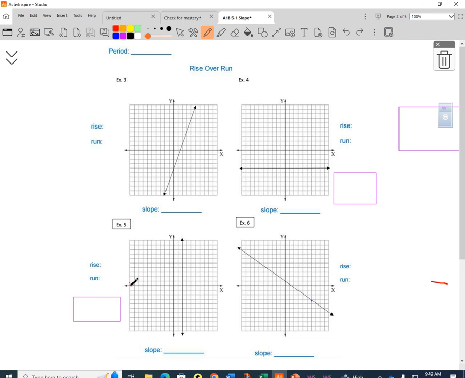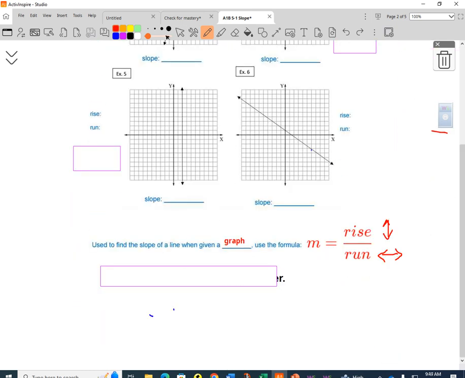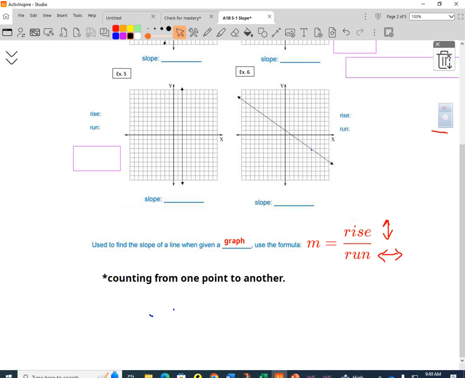We count from one point to another point, and that's one way that we can find the slope of the line. So down here, below that, we're going to be counting from one point to another. That's how we use the rise over run formula. We're going to count from any 2 points on that line. Now, we get to pick those 2 points.